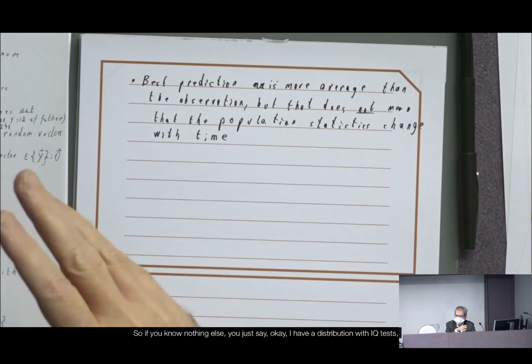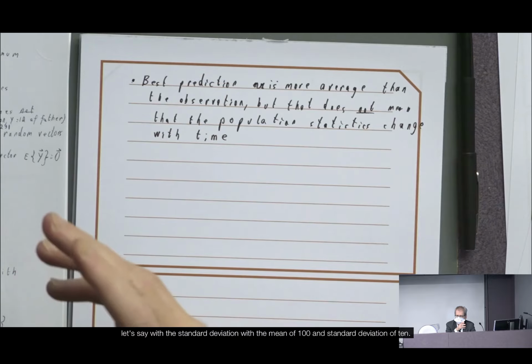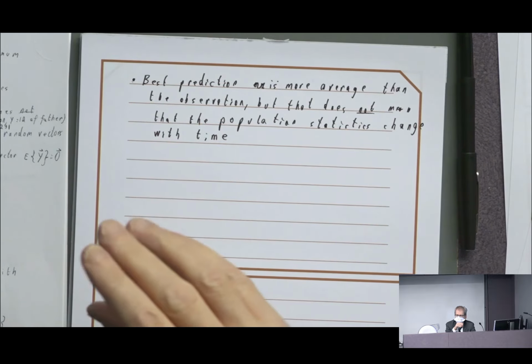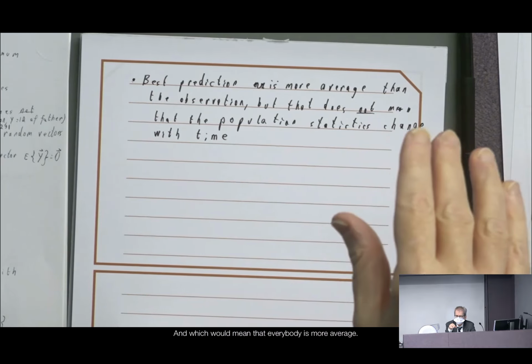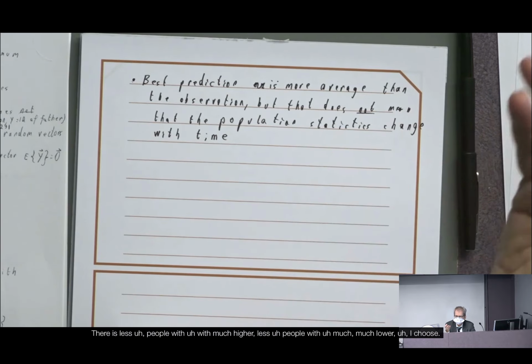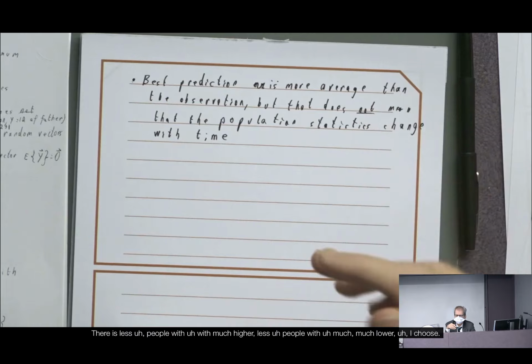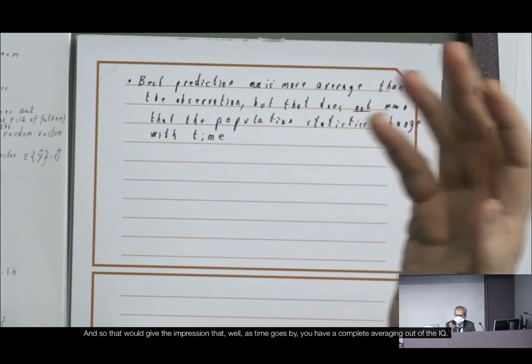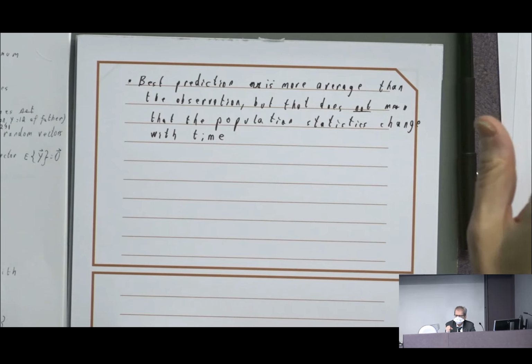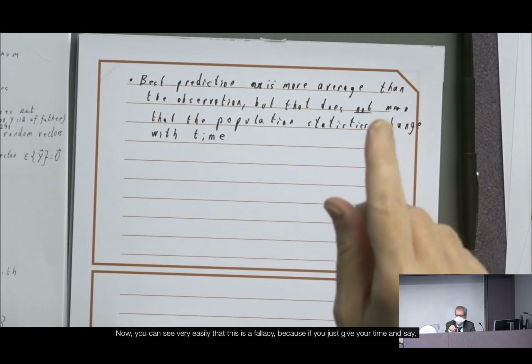So if you know nothing else, you just say, okay, I have a distribution of IQ tests, let's say with a mean of 100 and a standard deviation of 10, so my best prediction for the next generation is that the IQ is 100, purely. Which would mean that everybody is more average. There are fewer people with much higher, fewer people with much lower IQs. And so that would give the impression that, as time goes by, you have a complete averaging out of the IQ. Now, you can see very easily that this is a fallacy.